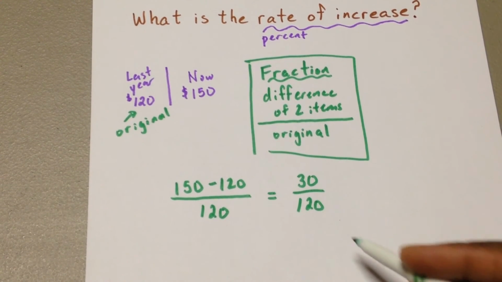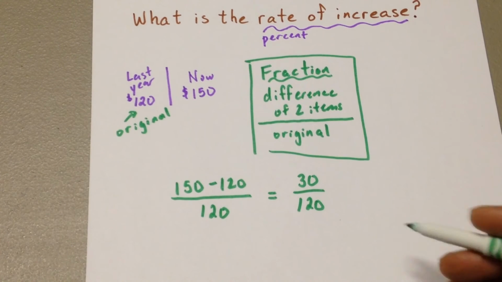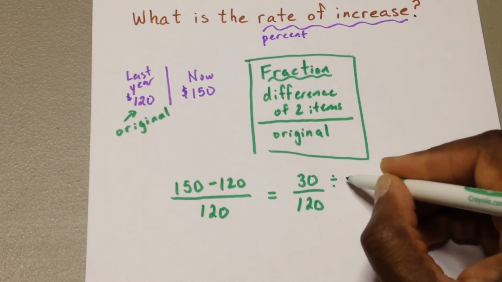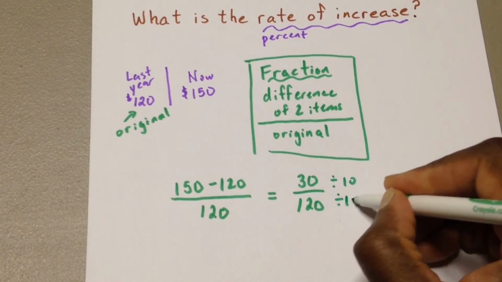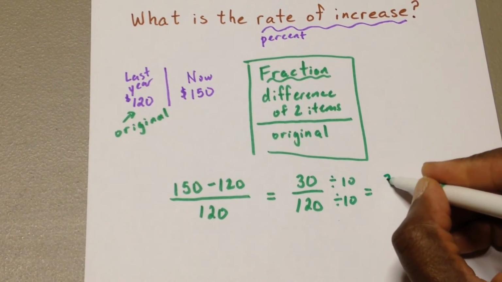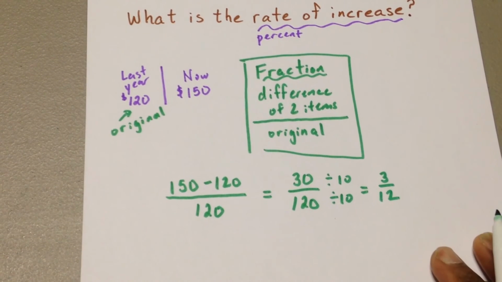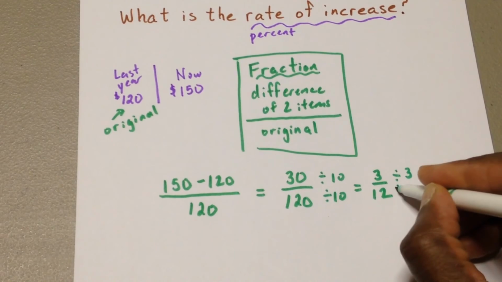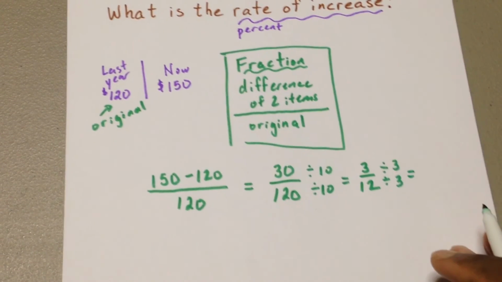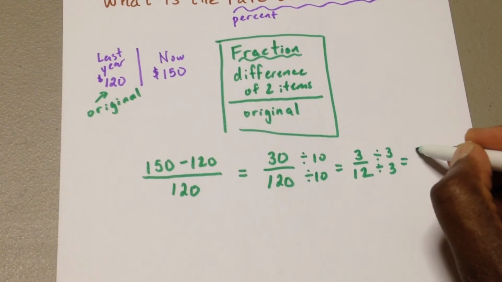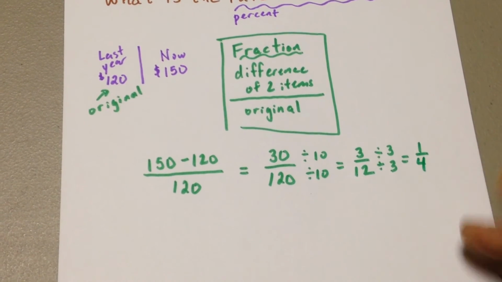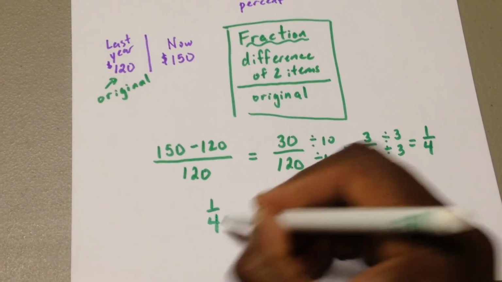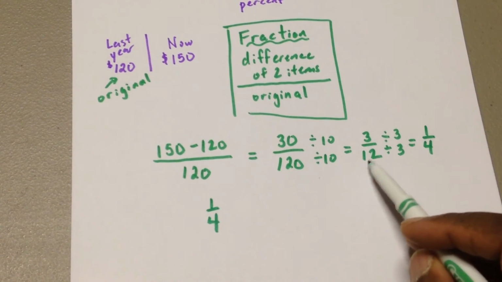What I could see from here, if I take 30 over 120, is I can reduce it. I can divide them both by 10, and I get now 3 over 12. I can reduce it again by dividing both the numerator and denominator by 3. And for this one now, I'm going to get 1/4.